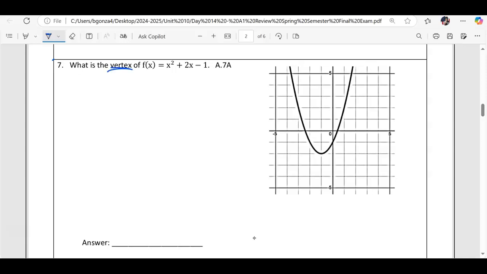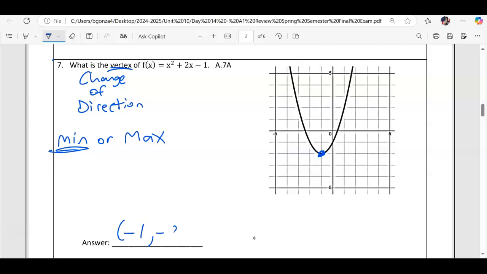Vertex. Vertex is the change of direction. It's either a minimum or a maximum. And in this case, it's a minimum. At the bottom of this graph, right here, is negative 1, negative 2, right?